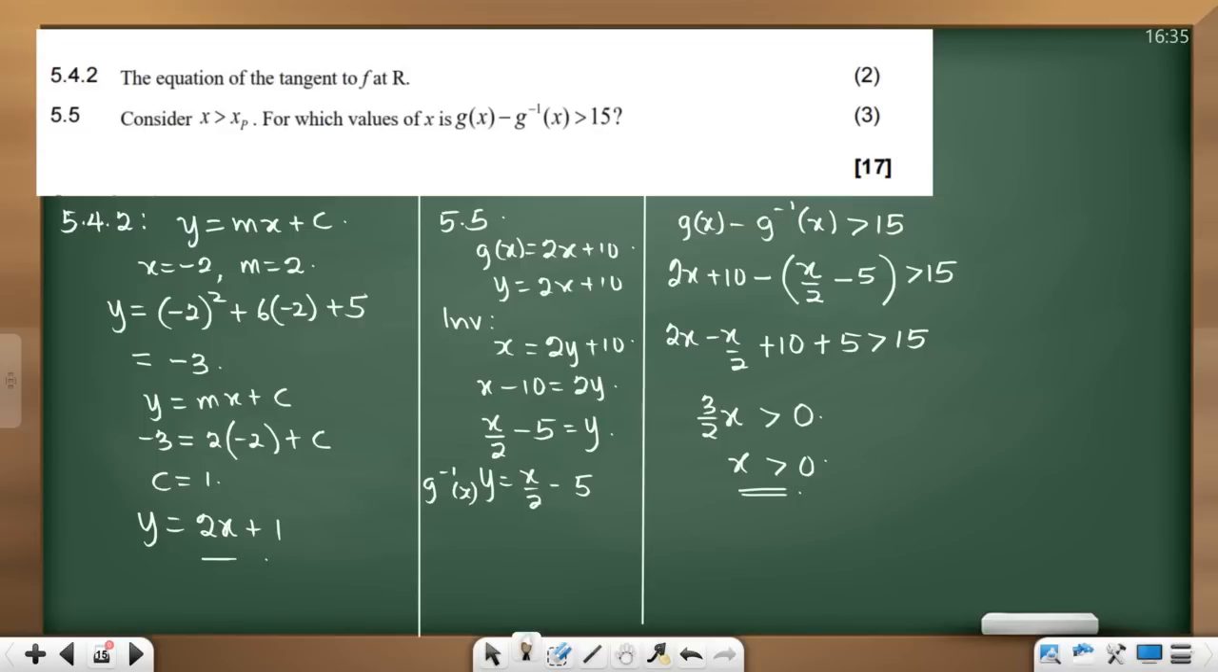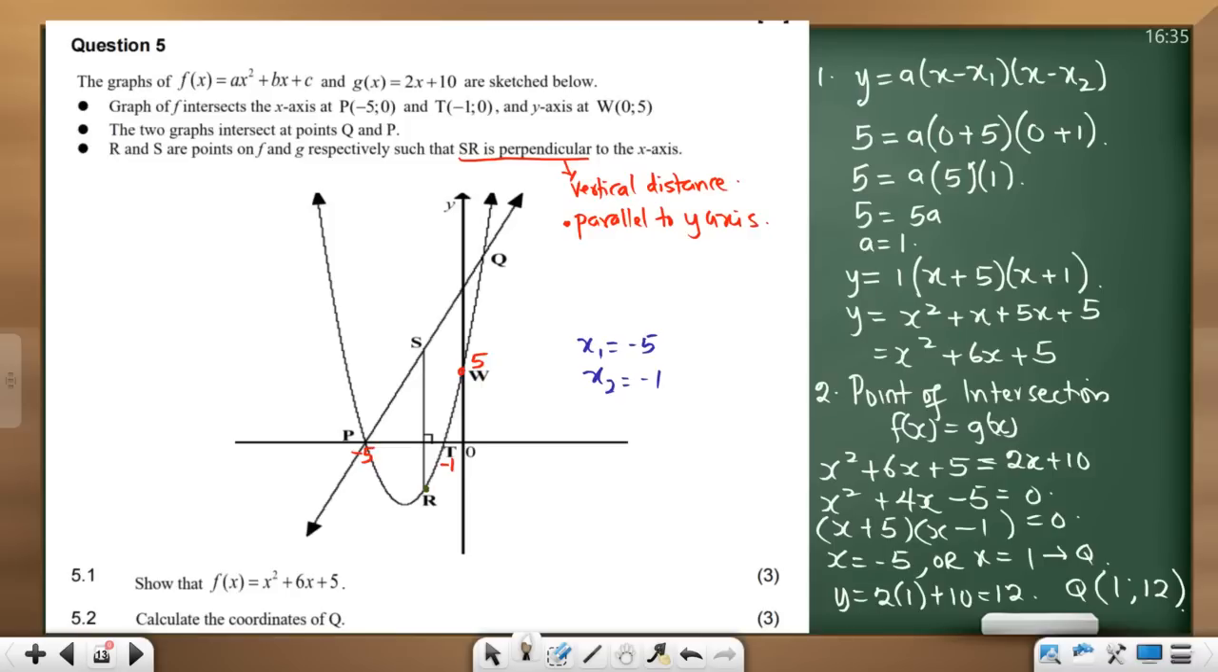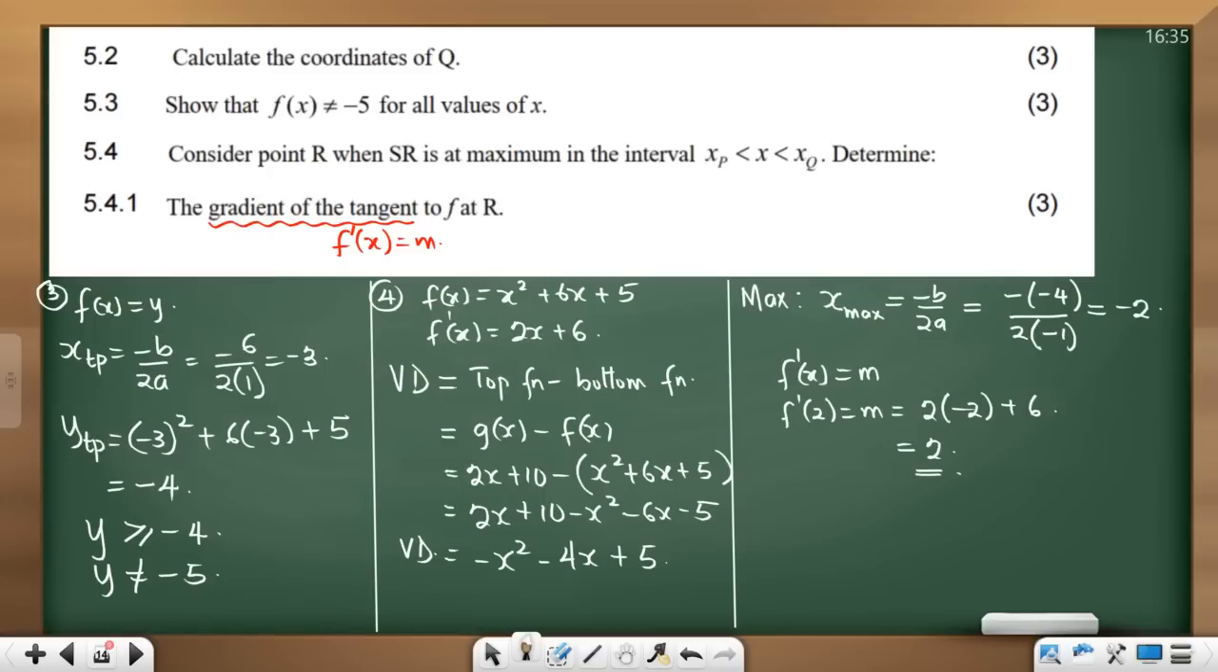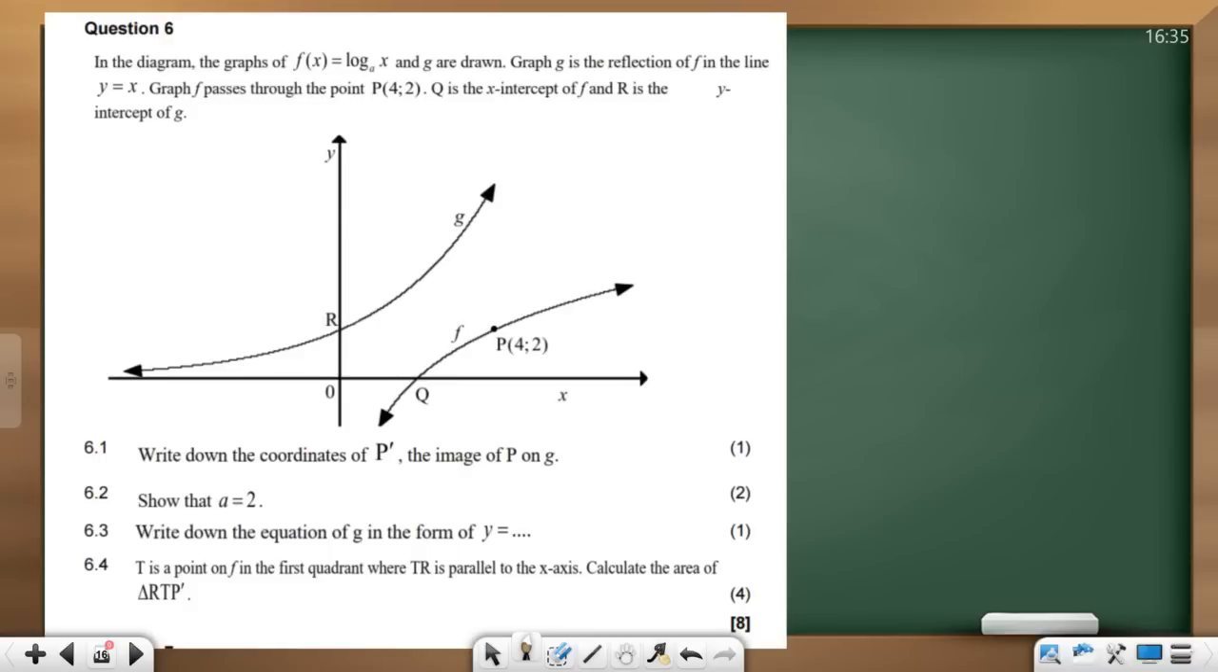But let's check something. They said x is greater than the x value of P. Okay, we're good, because that's negative 5 there. Awesome. That question is done. So learn to interpret correctly and life becomes quite easy.